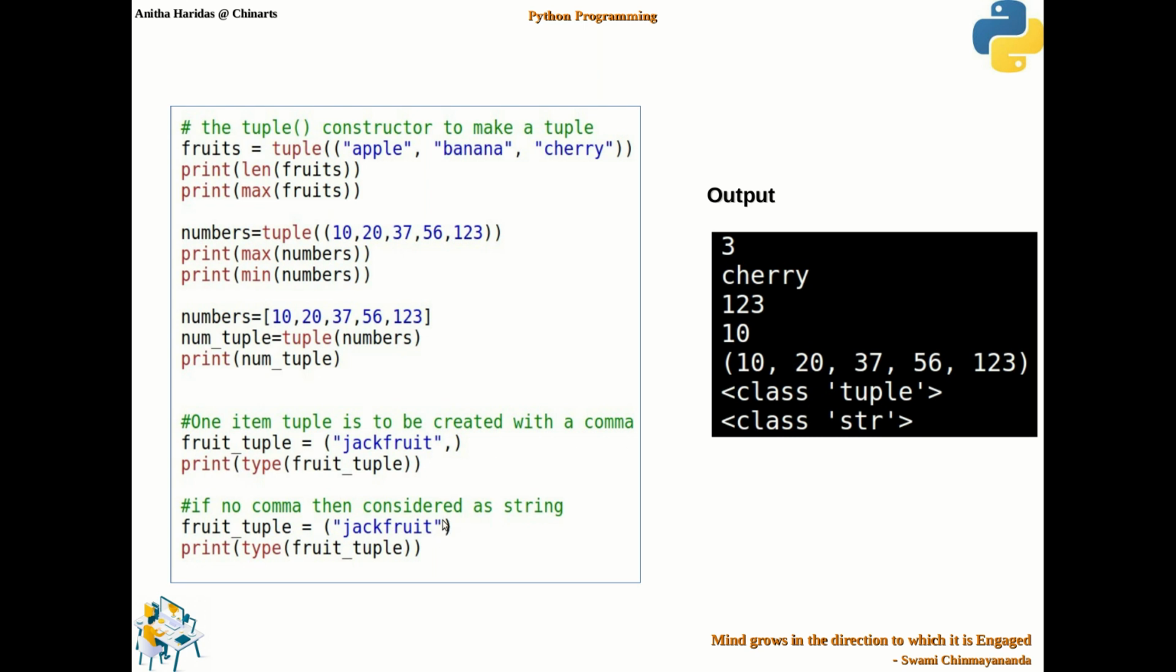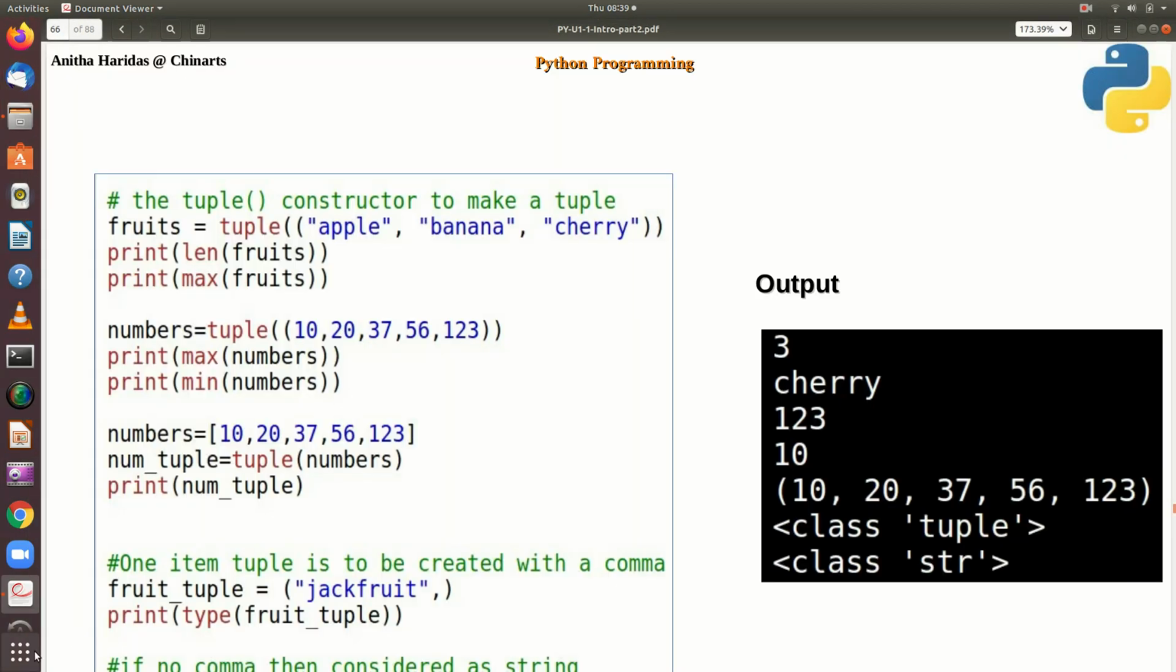Suppose if you have not given the comma here, then this value will be considered as a string and fruit tuple becomes a string object. So this is the point to be noted in Python. If you want to create a tuple with only one item, then you should use this particular format, whereas this format cannot be used. Whereas if you are using a tuple constructor, right? So if you use tuple constructor, then it will be created as a tuple. Let us test it in Spyder.